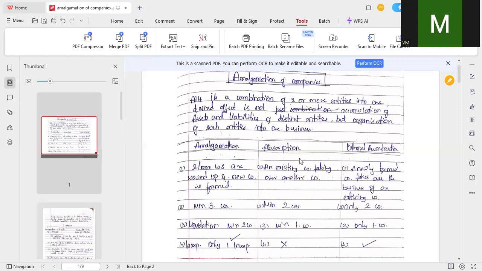So that is the meaning of this. A simple understanding is: think of two companies liquidating or winding up to form a new company, where the business of the two old companies is continued by the new organization which is formed. That will be the meaning of amalgamation of companies. Next, we will look into the differences between amalgamation, absorption, and external reconstruction.